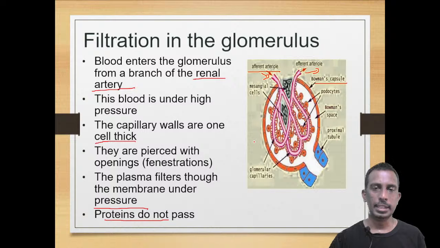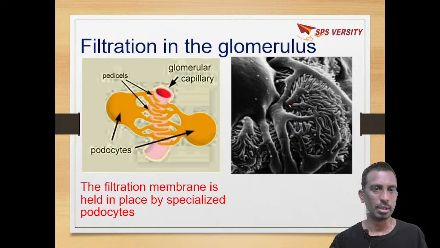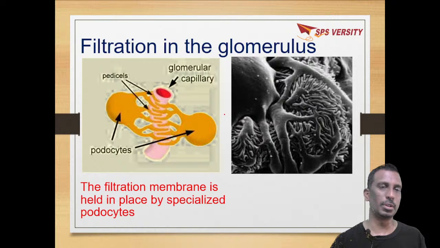So here in this diagram we can see clearly the layers of Bowman's capsule, which holds this tuft of capillaries. This is the glomerulus with a tuft of capillaries. In between the glomerulus there are mesangial cells. The glomerulus, which is made up of a tuft of capillaries, is where the blood is filtered.